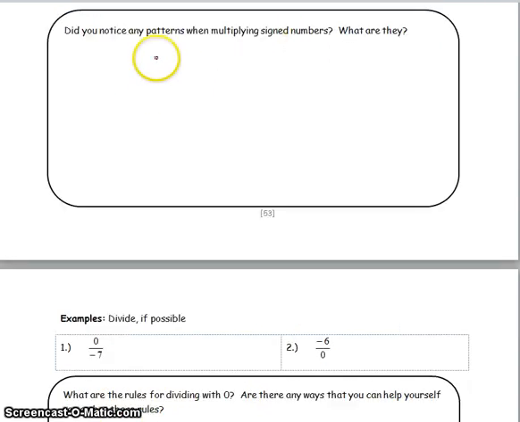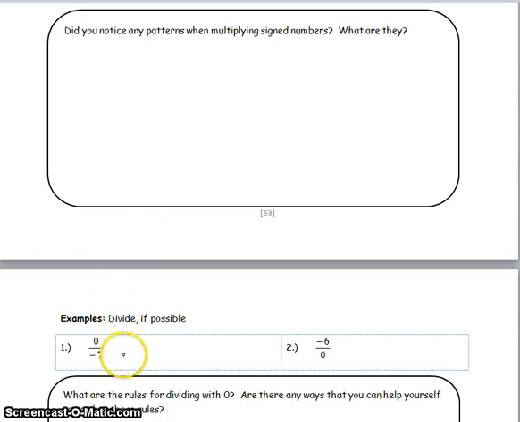Now we have this question here. Did you notice any patterns when multiplying signed numbers? What are they? Now what you could do is your guessing, and you could come and talk to me the next class period and we will go over what the patterns are.